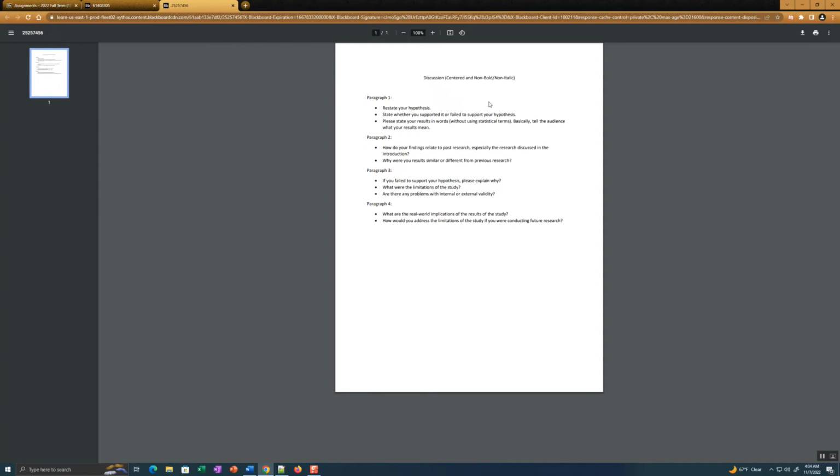In paragraph 1 of the discussion, first off, let's start with the word discussion. You're going to write the word discussion. You're going to center it, not bold, not underlined, not italics, just the word discussion. And then below that, you're going to start paragraph 1. State whether you supported your hypotheses or failed to support your hypotheses. There are 5 hypotheses, in just basic words, without using statistics.